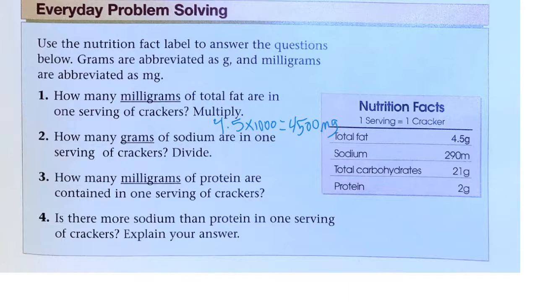We're still moving the decimal left to right. It just depends: if we're multiplying, the decimal moves to the right by the number of zeros. If we're dividing, the decimal moves to the left by the number of zeros you're moving, and use the table to check the fact if you're not sure.